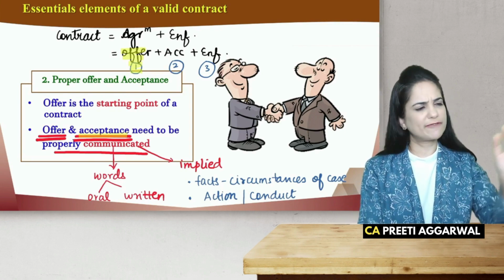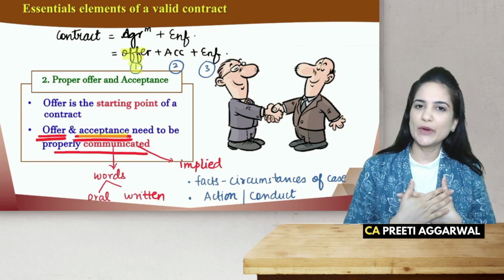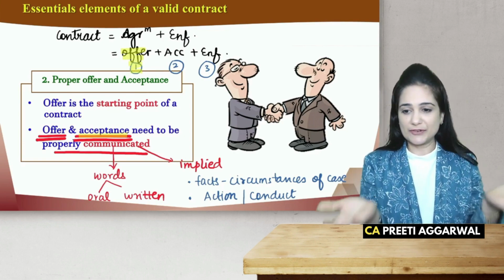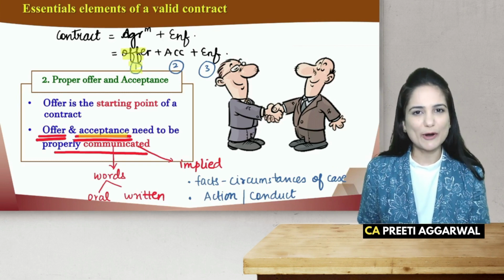A bus is following a fixed route. It will go to the station. It's an implied offer. I am going to the station. If you're interested, please hop on. The bus is an implied offer.